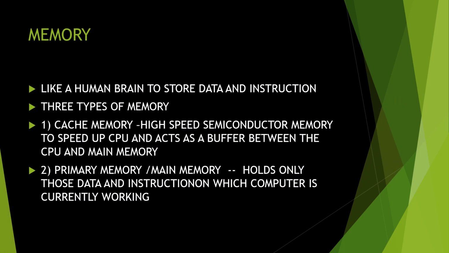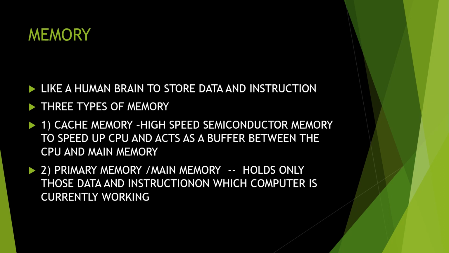So first we are going to discuss the memory, the memory of the computer. Like a human brain, it stores data and instructions. Why is it called memory? Because it is like a brain. It stores all the data. Whatever data we have in the computer is stored in the memory, and like a brain, it also gives instructions to the computer. So the memory is the area. And there are three types of memories.